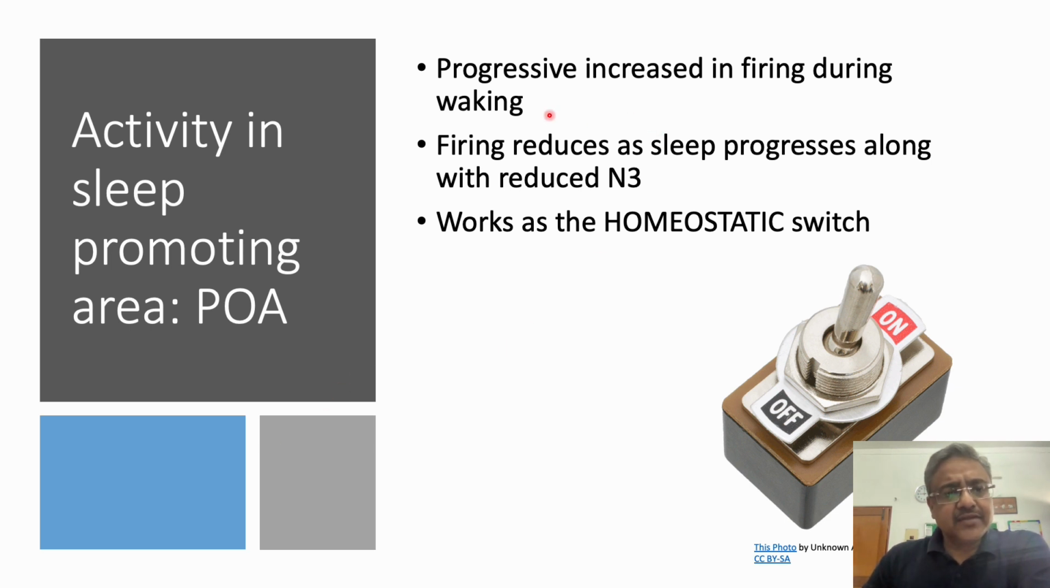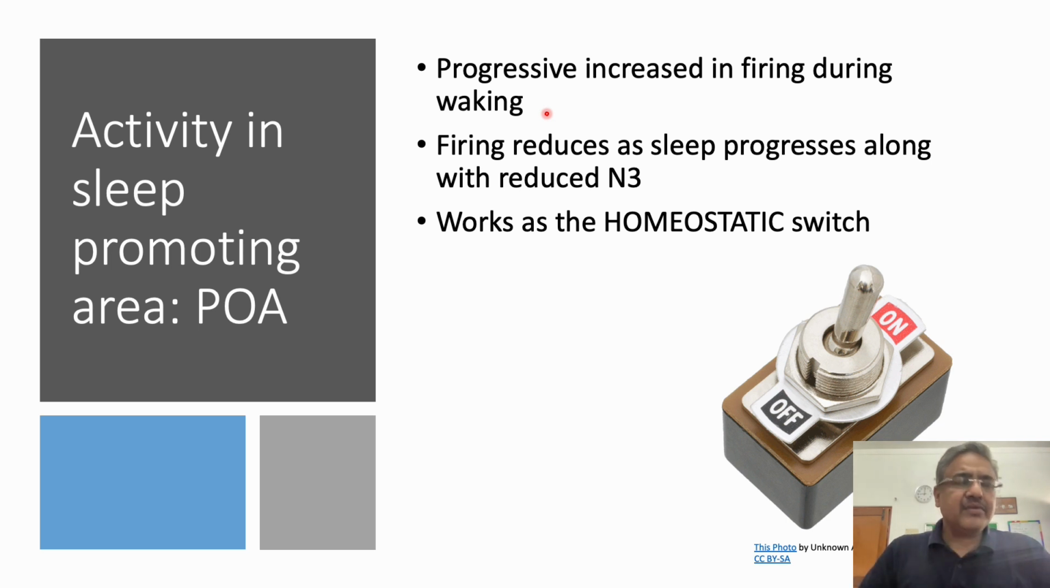Now, say the neurons which are present in the preoptic area and which increase the amount of sleep. It has been found that the longer we are awake, the firing of these neurons keeps on increasing with every minute we are awake, and that shows that these neurons respond to the sleep pressure that we discussed earlier. As the person spends more time in N3 sleep, or the deep sleep or the slow wave sleep, their firing reduces.